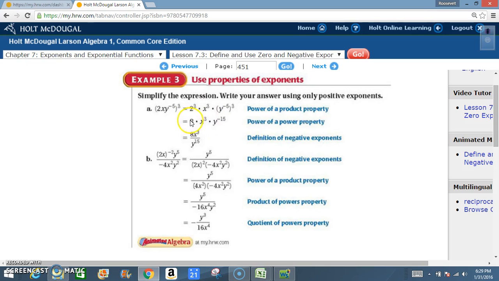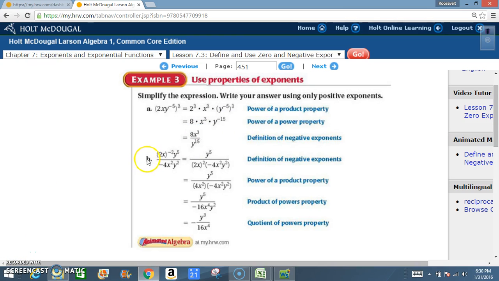All right, now this is positive, this is positive, this is negative. So I must rewrite this with a positive exponent. That means it's got to go down. So x to the third over y to the 15th. That y to the 15th went below.